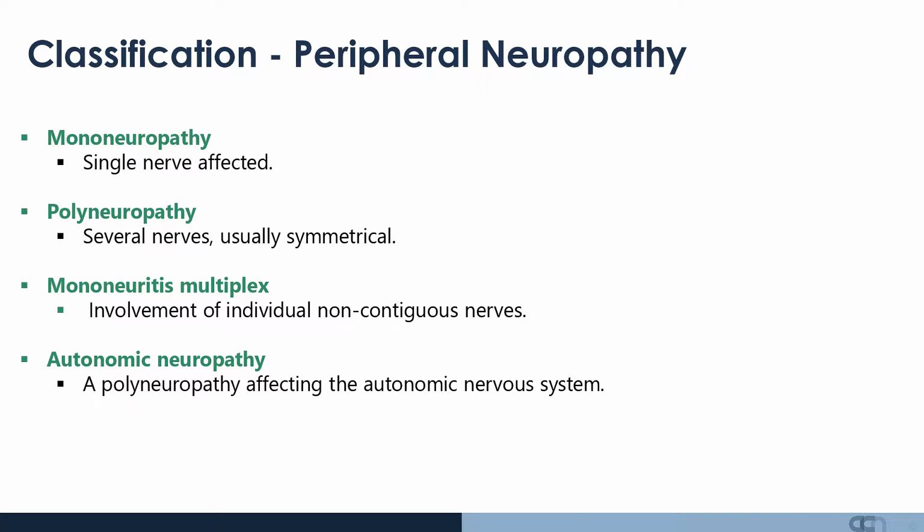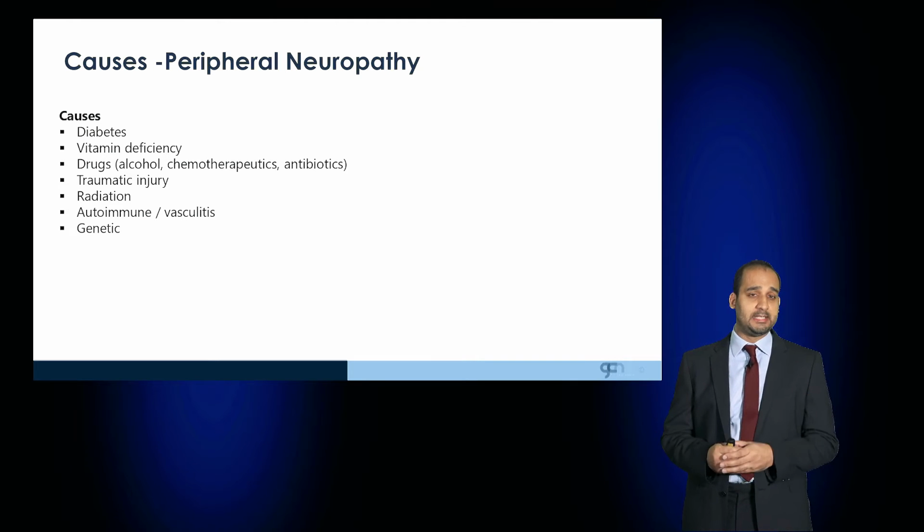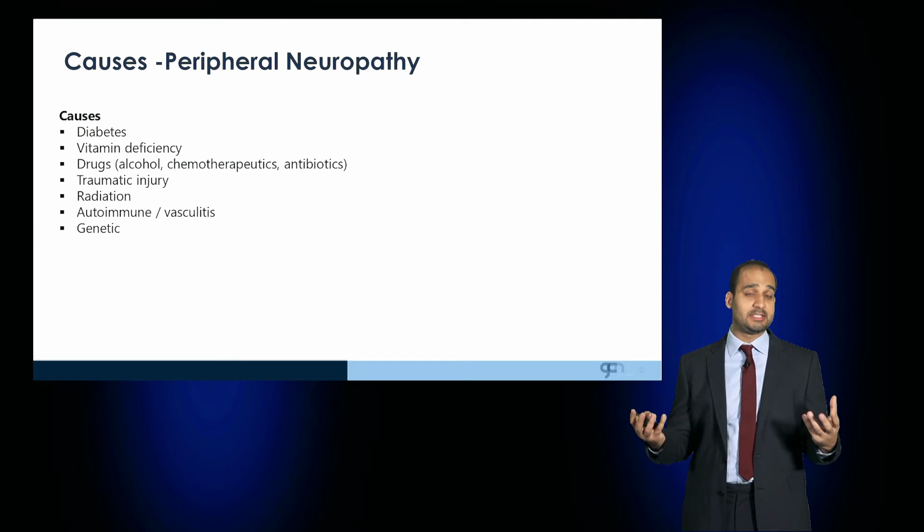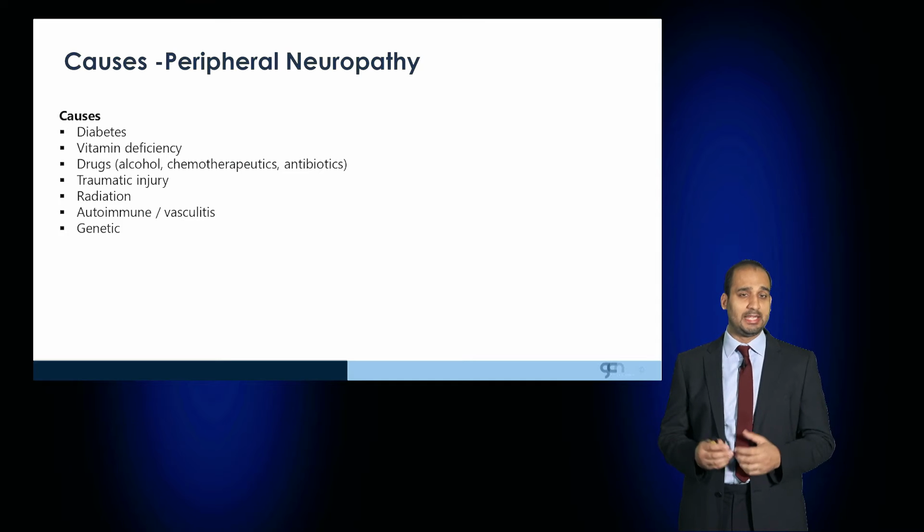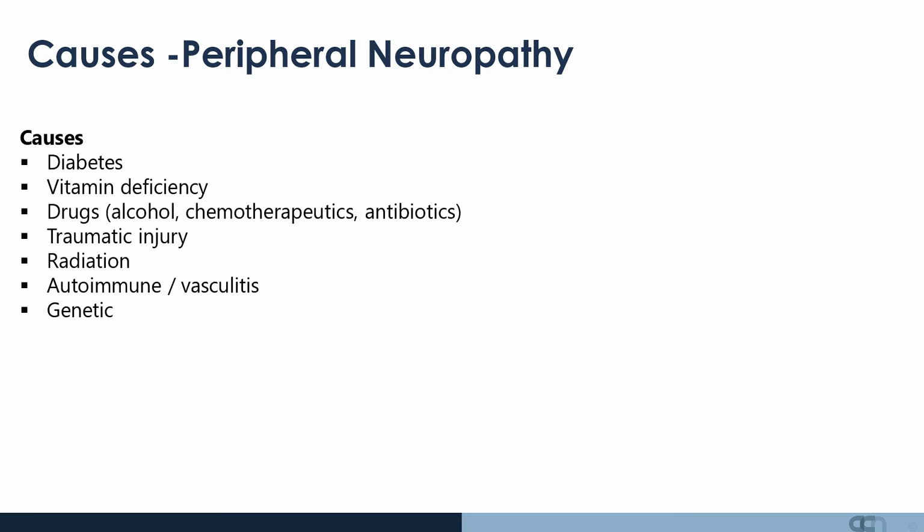The causes for peripheral neuropathy can include diabetes. Diabetes usually affects the peripheral nervous system in a length-dependent phenomenon such that a glove and stocking distribution is found. Vitamin deficiency, drugs such as alcohol, chemotherapeutics and antibiotics can also lead to peripheral neuropathy. Trauma to the nerves, radiation exposure, autoimmune processes or vasculitides can also lead to peripheral neuropathy, as can genetic predispositions.